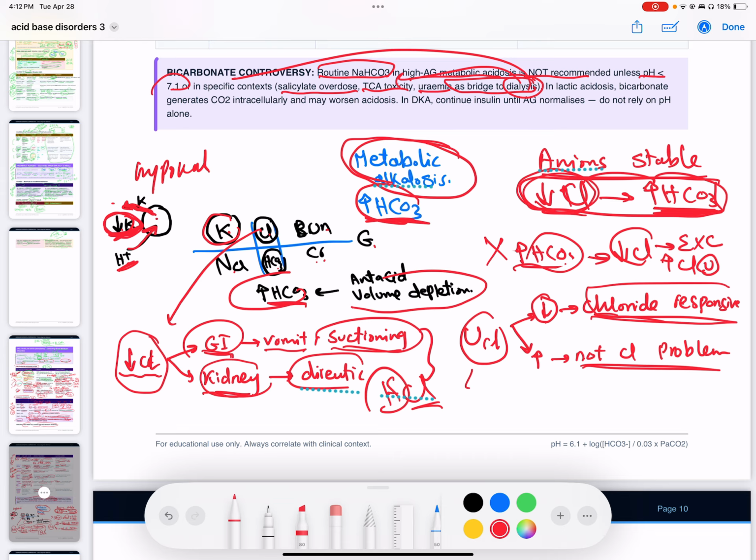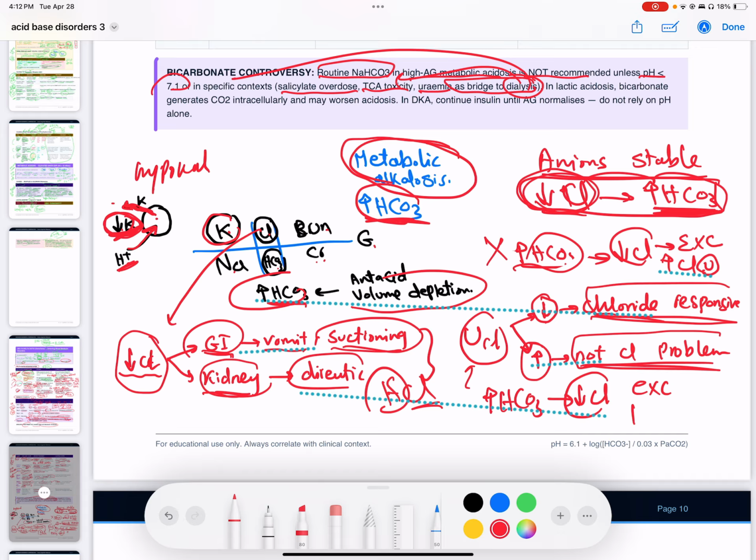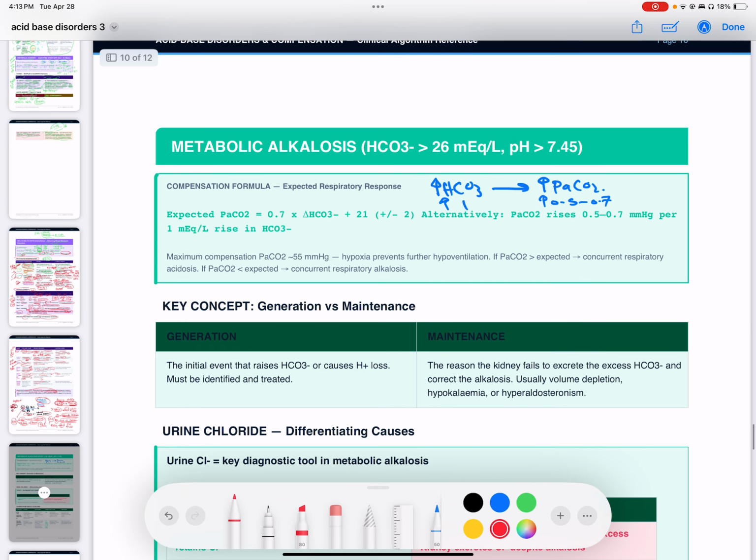In the other scenario, you check the urine chloride and find it elevated, and we call that not chloride responsive, because this is mainly a bicarb problem. If you have increased bicarb, the body will try to decrease the chloride to keep the anion level the same. How do you keep the chloride level down? You excrete it, so you'll find the urine chloride high. So this is just a brief summary about metabolic alkalosis, but let's just go through it very fast.